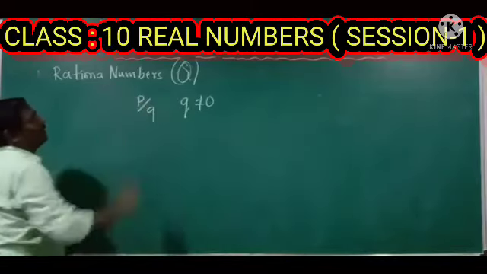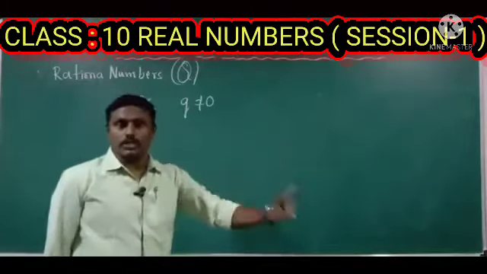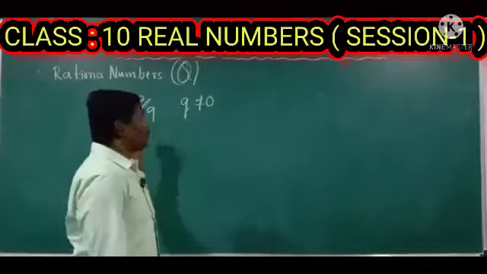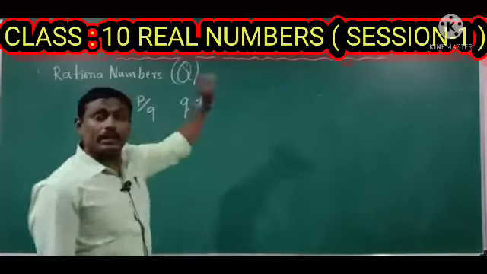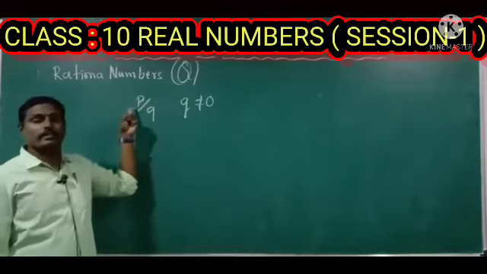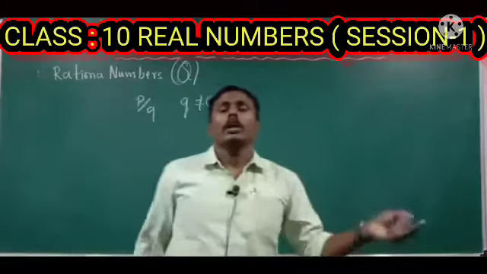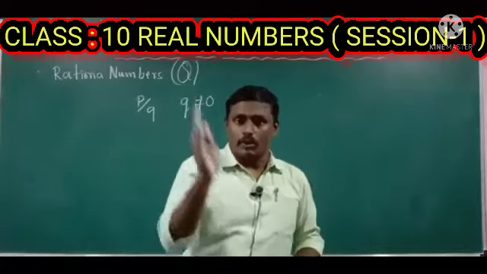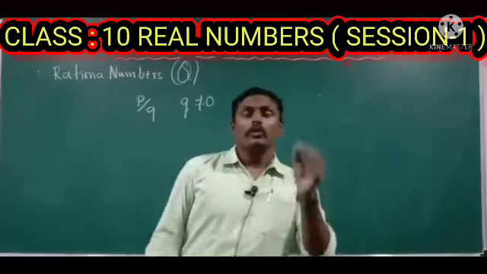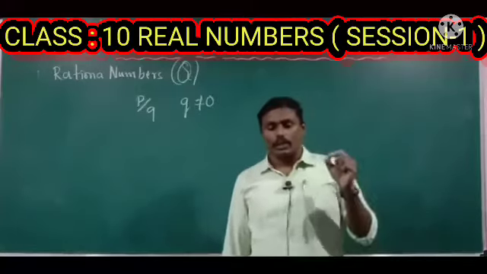Then what about the values of p and q? P may be positive or negative or 0 also, right? I am telling only about p. It means we can directly say p is an integer. P is a collection of the integers. It has positive values, negative values and 0 also. So every decimal number is also in the form of a rational number.